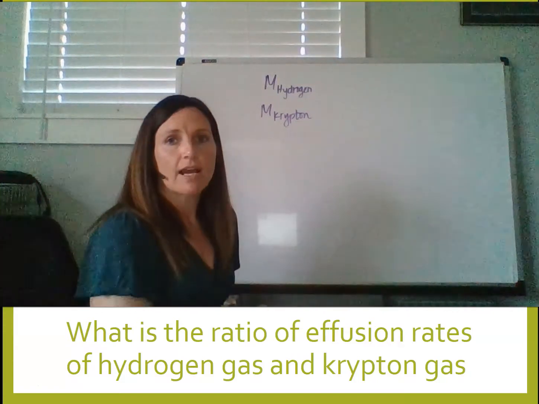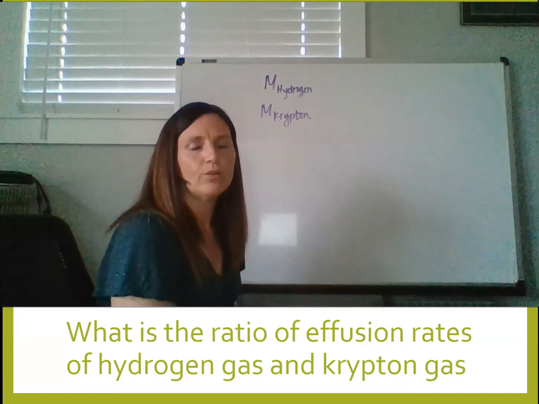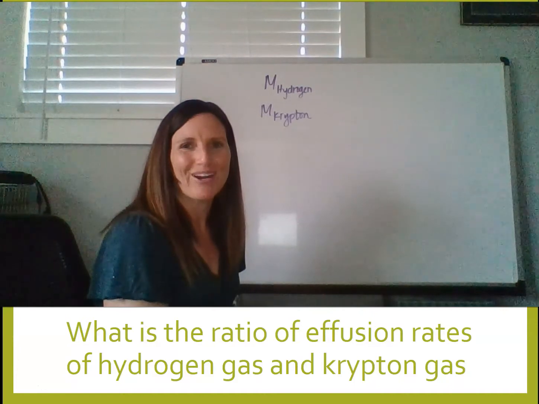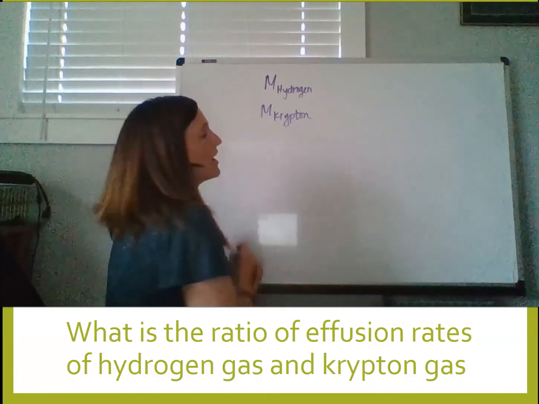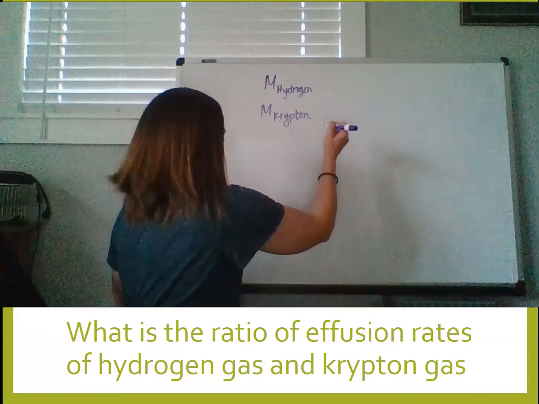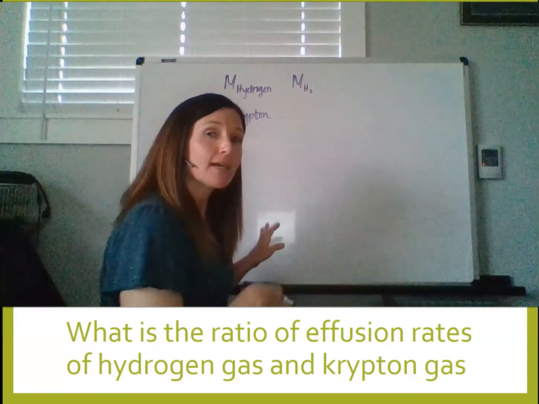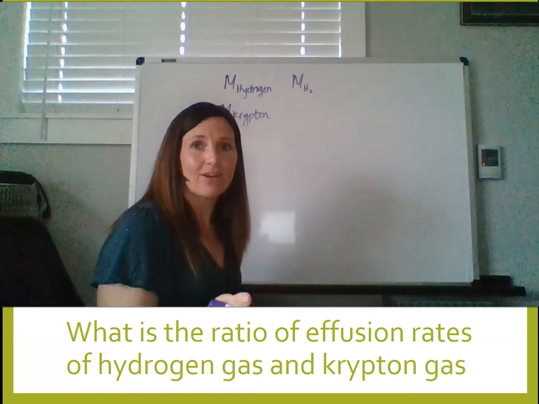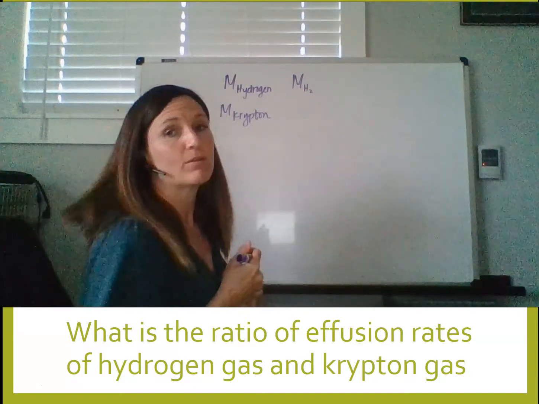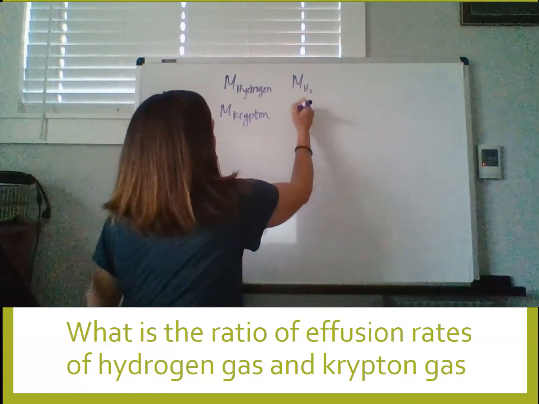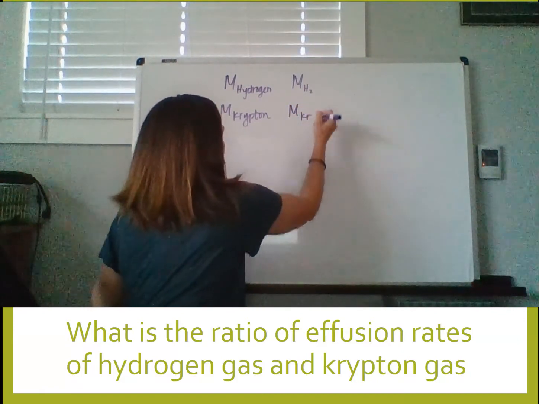Now, another reminder from the old things that you used to know is that hydrogen always comes as H2, right? So we're looking for the molar mass of H2. Remember the 6 in the shape of a 7? That's what this is coming from, the molar mass of H2. And then we have the molar mass of krypton, Kr.